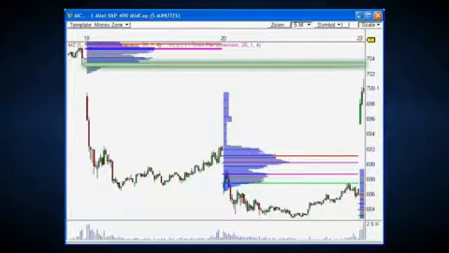So I'm going to give it another couple of minutes and see if we touch that lower Money Zone level for a potential short entry.